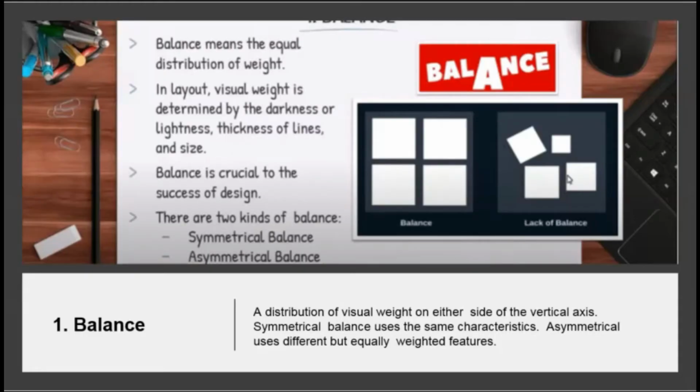Number 1, we have balance. So for balance, this is to make sure that it is equal or to make sure that no section in a graphic is heavier than the others. Like this one, this is balance. This is not balance. So there should be an equal distribution of shape, of color, and so on.